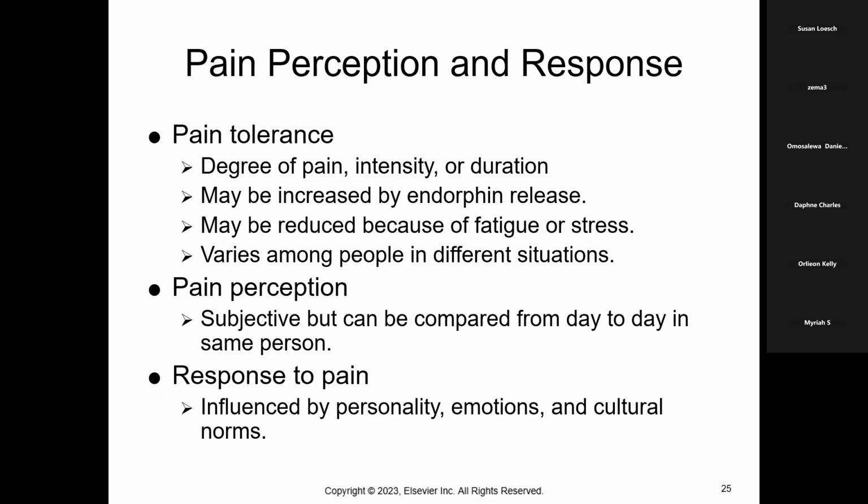All right. Tolerance is how much pain we can withstand. It can be increased by release of endorphins. So sometimes if you're in fight or flight, okay, these endorphins could be released and you may not feel the pain the way you normally would when you're in that fight or flight, okay? But if you're really stressed sometimes, pain feels worse. And it can vary among different people. Your perception of pain is subjective.